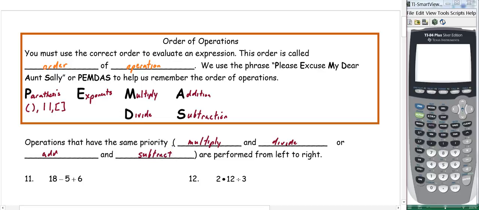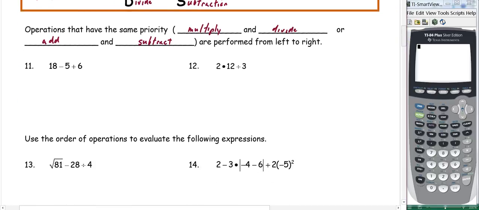So subtraction and addition, whichever comes first when I read my equation, that's what I'm going to do first. I'm not going to do addition over subtraction just because it starts with a letter earlier in the alphabet or because it's on the top when I look at my order of operation steps. So number 11 is 18 minus 5 plus 6. So first, I want to look at this subtraction because that's what happens from left to right. So 18 minus 5 is 13. Carry down the plus 6, and now I can add these two together, and we get 19.